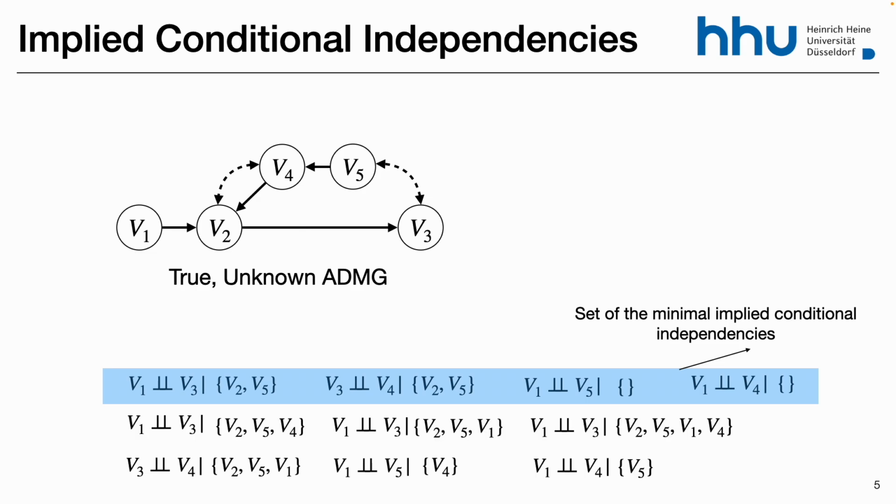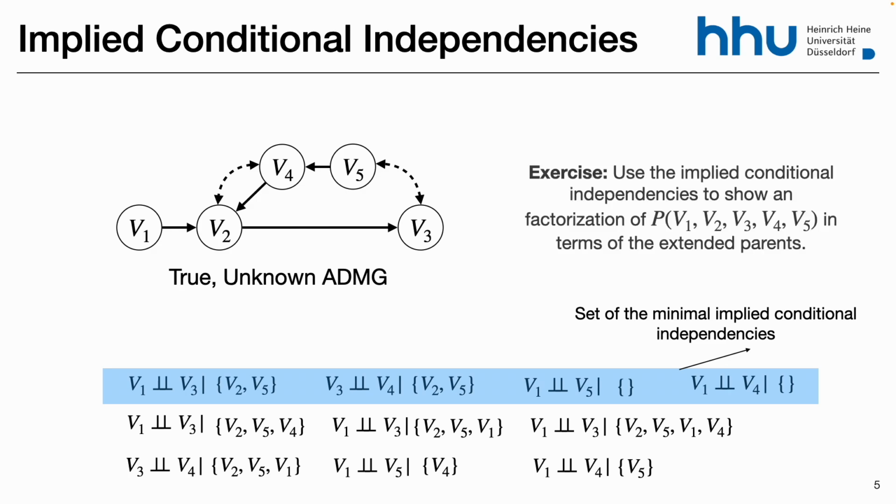Of course, you have many more. Maybe I should fix this later. There are some mistakes here. But of course, the set of all conditional dependencies is larger than the minimal ones.